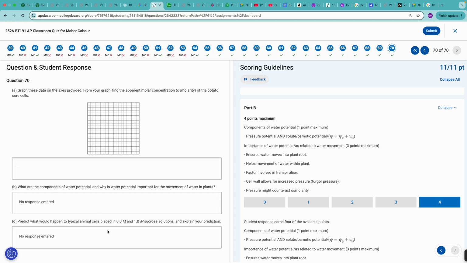Okay, guys. So we know that water moves into plant roots by osmosis, by root pressure. You don't need to know what it is, it just does. The water potential is actually related to the root pressure, so it ensures that water will move into the plant root. It also helps movement of water within the plant. We know that by cohesion and adhesion, it allows the water to move through the plant xylem smoothly.